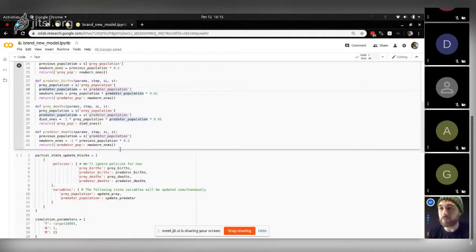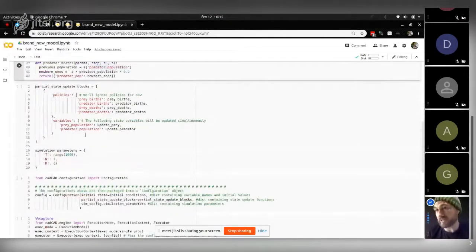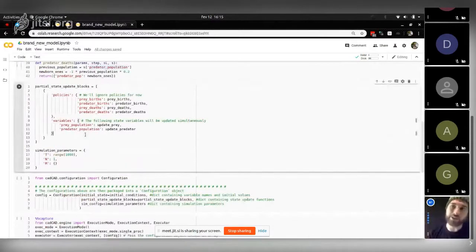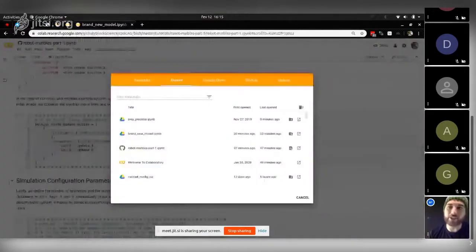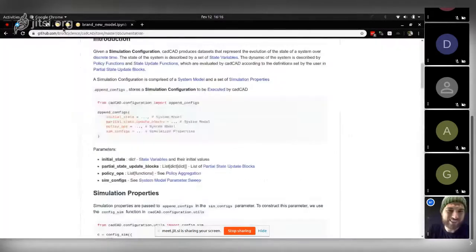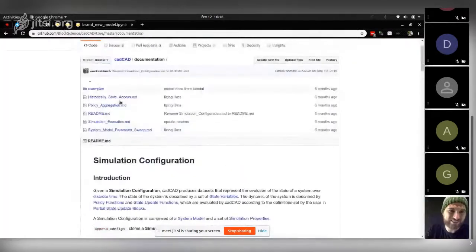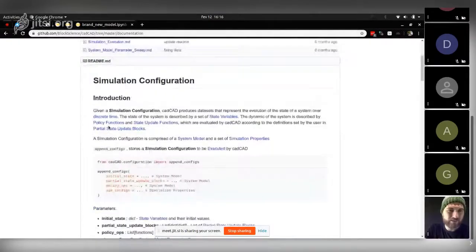In the robots and marbles tutorial, which I encourage you guys to start, it's very well commented and made for exactly this. So feel free to get started on it while we continue finishing the predator-prey discussion. Yeah, the tutorials in cadCAD have an abundance of comments, and they have a lot of pictures.